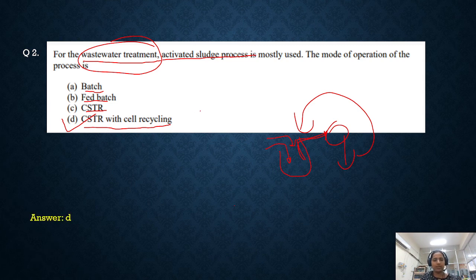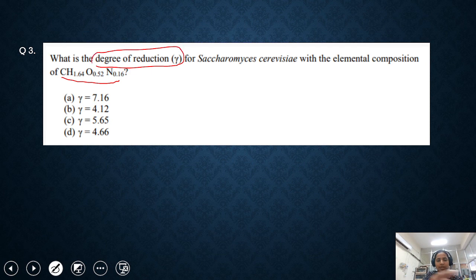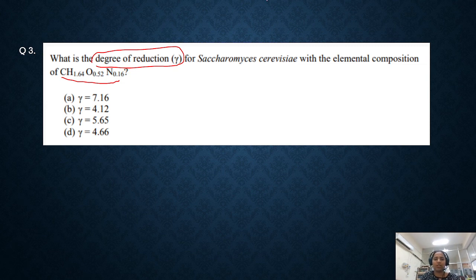Okay, coming to the next question. Yeah, this is, what is the degree of reduction for Saccharomyces cerevisiae with the elemental composition of this? This degree of reduction is a really important topic for your syllabus, and if some of you want to give GATE biotechnology, this type of questions mostly they ask.